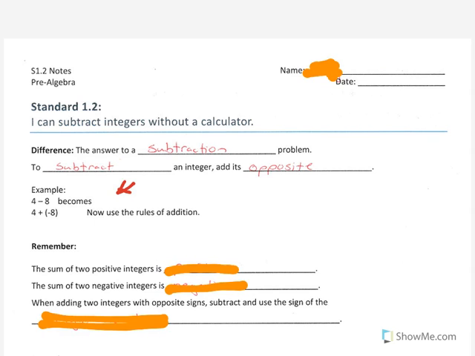Remember, sum means add, so when we add two positive integers, our answers are going to be positive. The sum of two negative integers is always going to be negative. And when we're adding two integers with opposite signs, we subtract the two numbers and use the sign of the bigger number. We always start with the bigger number, subtract the other one, and then give it the bigger number's sign. I know we're doing some adding and subtracting here, but really the rules are there to help you organize what you're doing. Okay? So let's go to the next page.